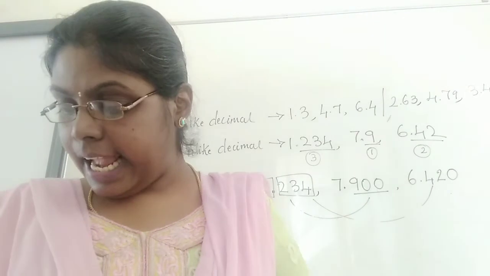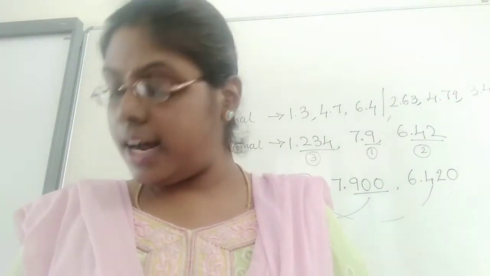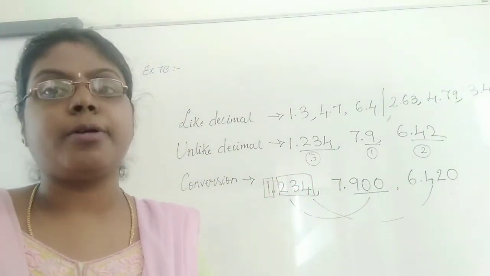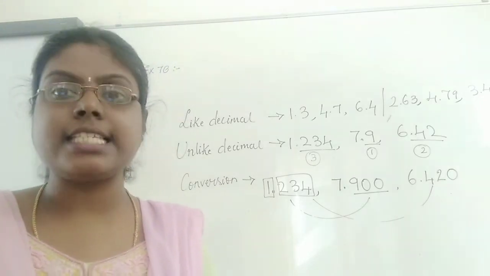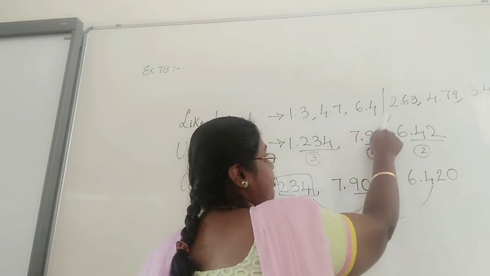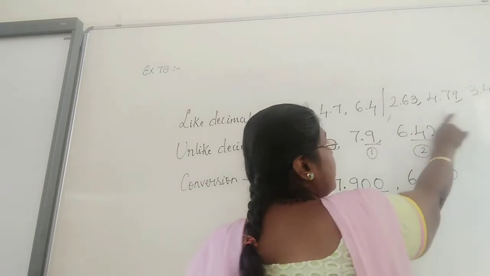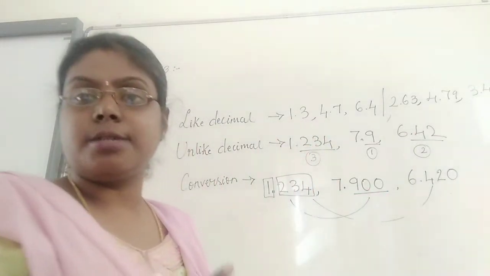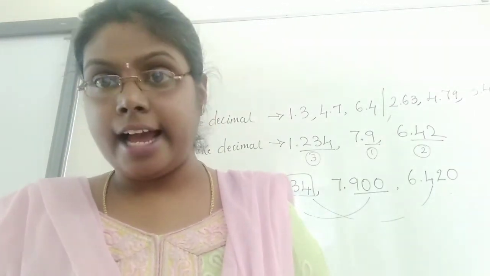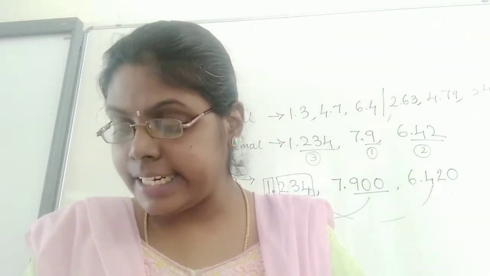Decimals having the same number of digits after the decimal point are called like decimals. This we also discussed. Example: 1.3, 4.7, 6.4. After the point, all the numbers have 1 digit. Here, after the point, all the numbers have 2 digits. So such decimals are said to be like decimals.